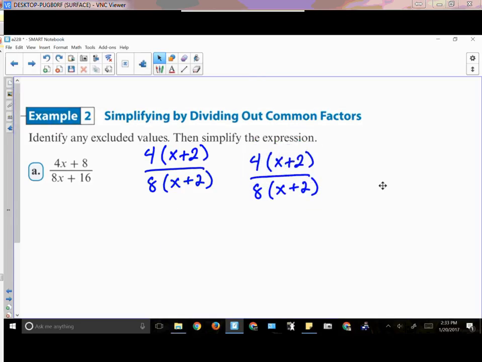Well, I could cancel. This x plus 2 can wipe out this x plus 2 down here. Why? Multiplication. This 4 and the 8 can cancel out, right? So that would go to a 1, and this would go to a 2. So this works out to simply be 1, 2.